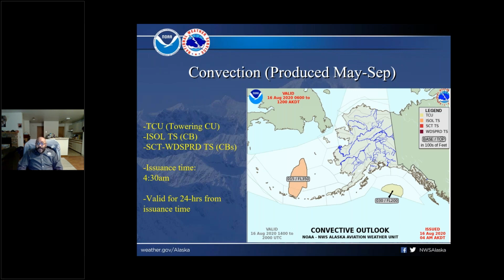The convective graphics, unlike the other graphics, the turbulence and the icing, they're only issued once a day. There's an early morning package that goes out around 4 in the morning, but it's valid for 24 hours. So it'd be valid from 4 a.m. in the morning today to 4 a.m. in the morning tomorrow. And basically 3-hour timestamps through that. It's valid for 24 hours.